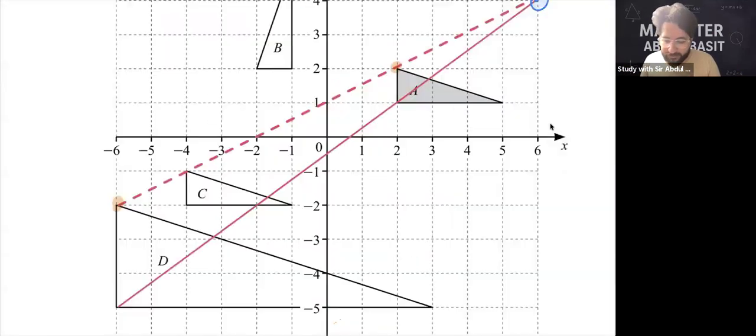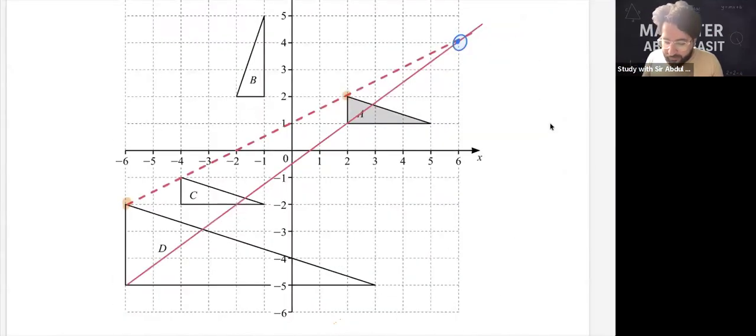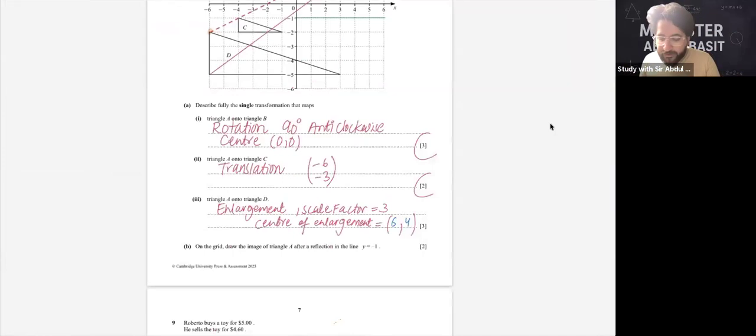Let's draw the line y equals -1. So y equals -1 is this line. Okay, y equals -1 is this line, and I want to reflect triangle A.